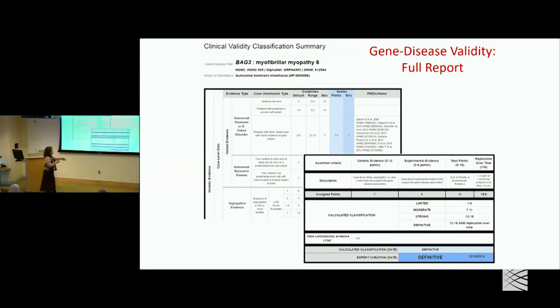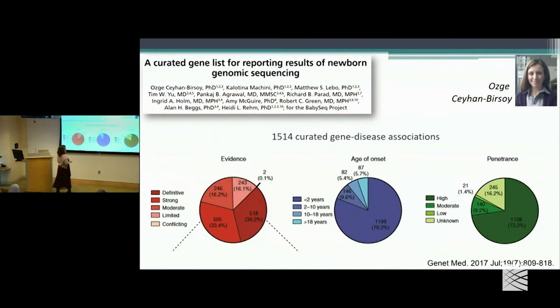Over time, there'll be even more detail that will be provided, but this is sort of the summary level right now. One of the geneticists in my group for our BabySeq study applied this in more of a high throughput fashion without doing all this point scoring, and curated 1,514 genes that are a little more well established out of the 5,000. And this is what she came up with in that process. A third were definitive, a third strong, 16% moderate, 16% limited, and a few that were conflicting. She also curated age of onset and penetrance, because those are factors that determine whether we return results to a newborn. But this gives you a sense.